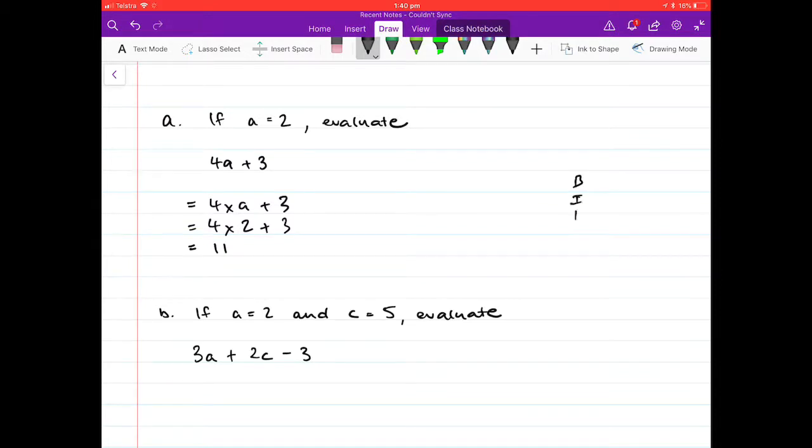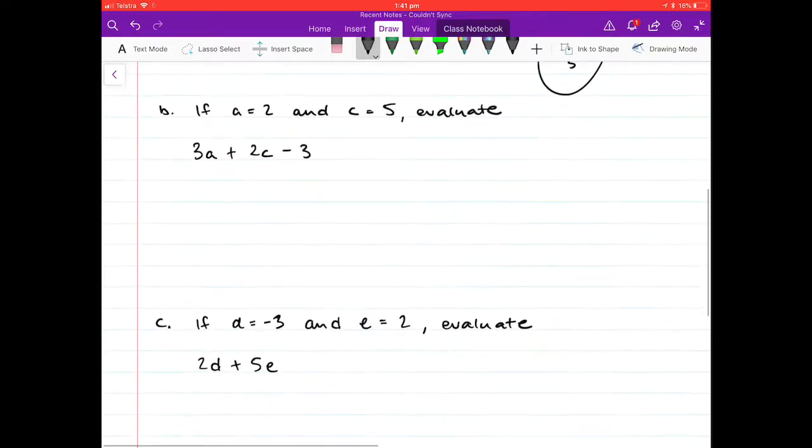Don't forget with this that your order of operations might come into play at some point. If it does, we'll go through that.